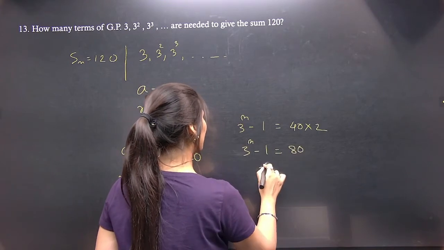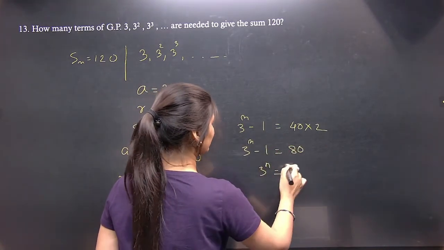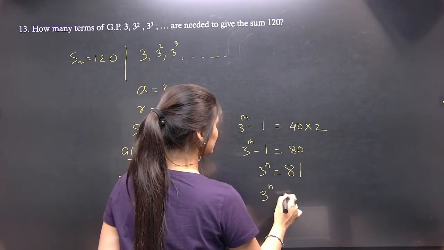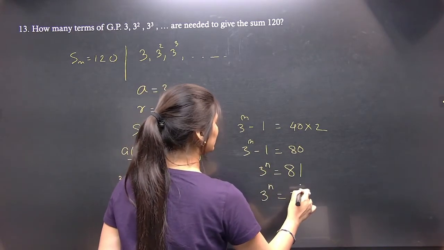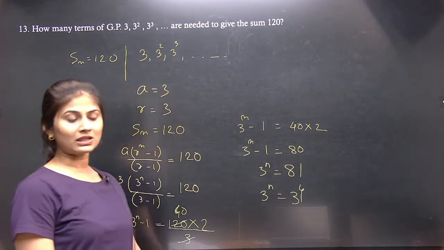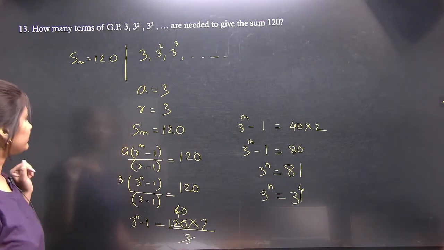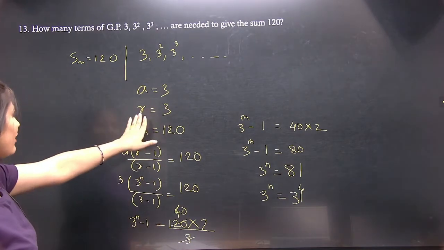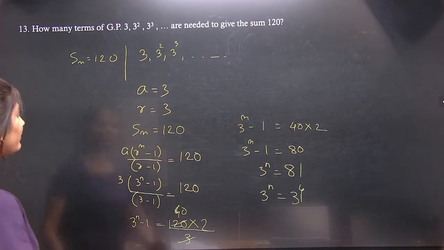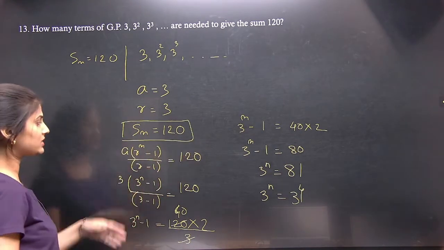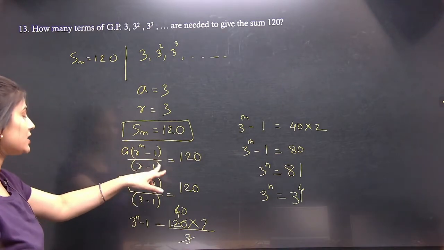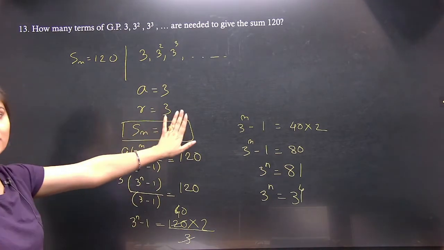So 3 to the power n is equal to 80 plus 1, that is 81. Or we can say 3 to the power n is equal to 3 to the power 4. So n is equal to 4. That's it, an easy one. We have a, we have the common ratio, we have Sn, so we apply the formula for the sum of n terms, and I am using r^n minus 1 since r is greater than 1, isn't it?